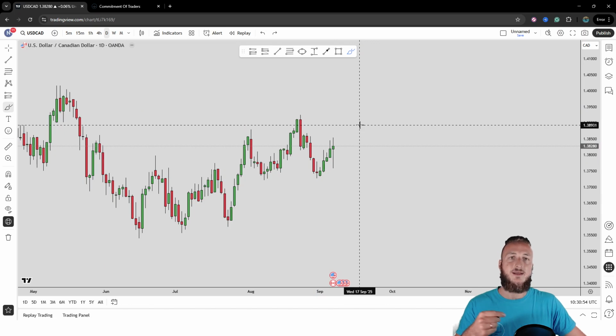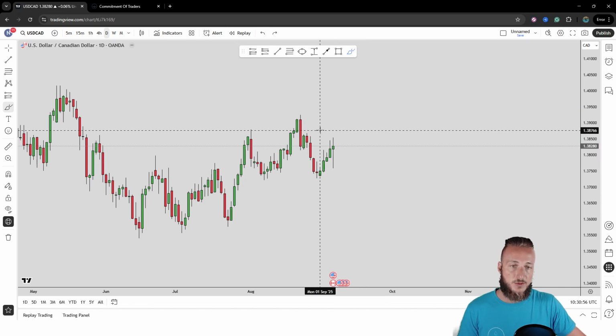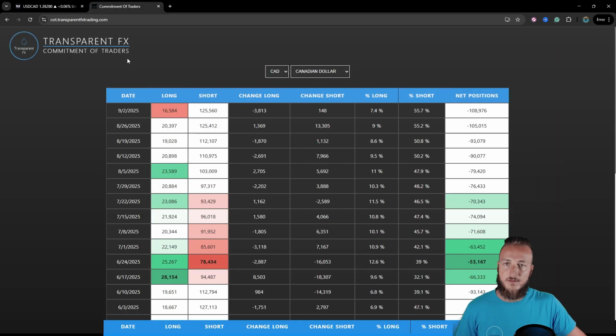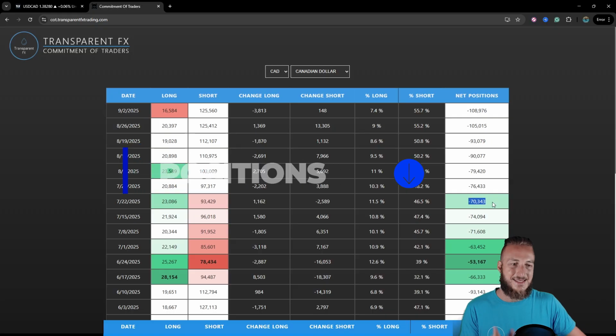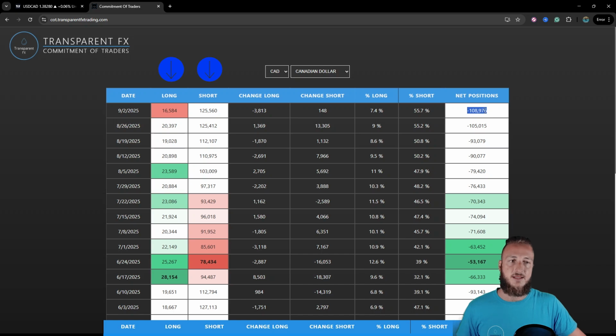Well, before we dig deeper into what we have here from a technical perspective, first let's go and see what we have when it comes to the commitment of traders, so what the big players in the market are doing on the CAD. Well, if we look at the data, the first thing that is very clear and very easy to identify is that net positions decreased massively. We went from a situation where we had minus 70k net positions, so essentially institutions had 93,000 shorts compared to 23,000 longs, to now having minus 108,000 net positions.